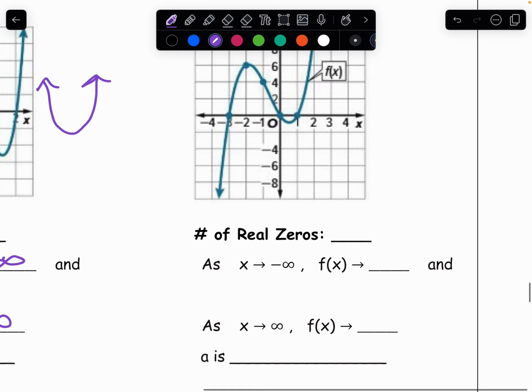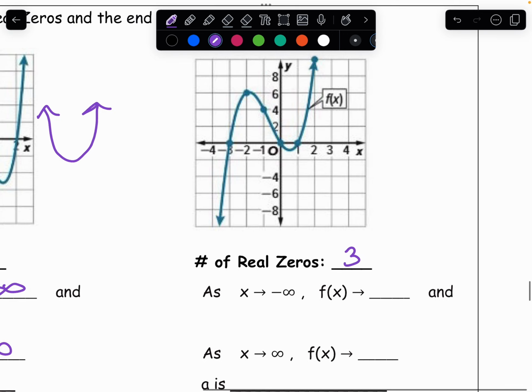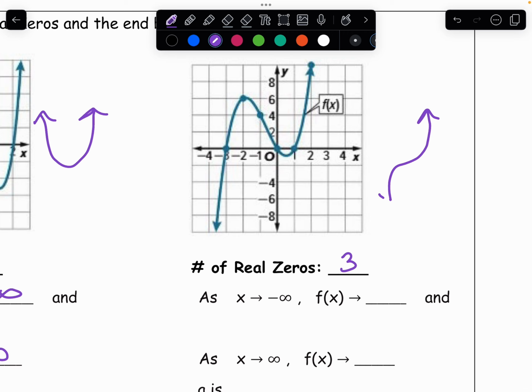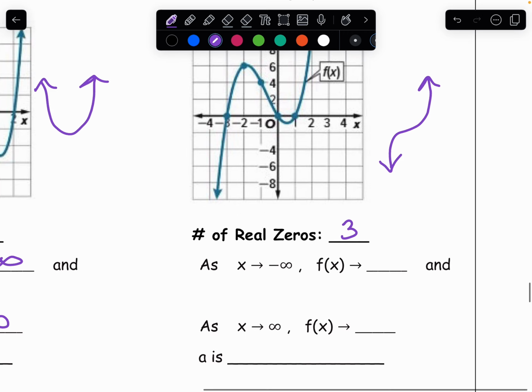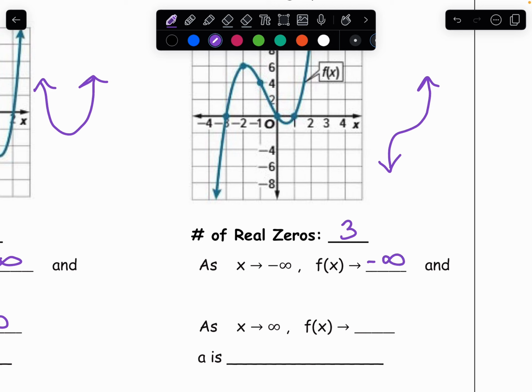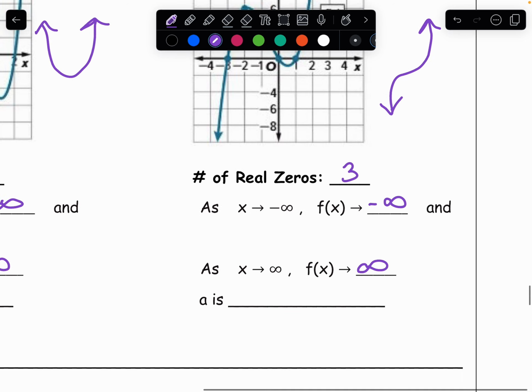And then our last one, we hit the x-axis 3 times. Because it's odd, does it support the fact that we have a slanted shape? Yes. And so we're going to be going to negative infinity on the left, positive infinity on the right, and our graph is still going up. So a must be positive.